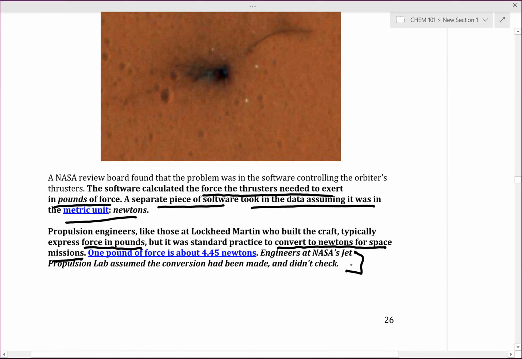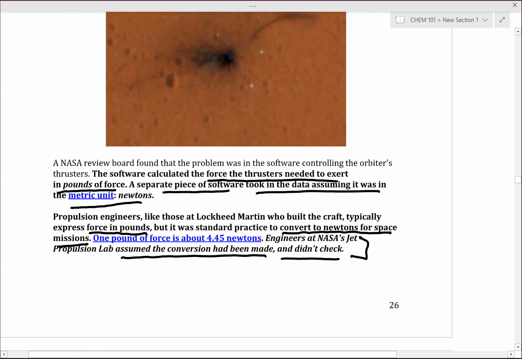This last sentence really helps summarize the habits I want to enforce with my students: that engineers at NASA's Jet Propulsion Lab assumed the conversion had been made and didn't check. So it's not just failure to convert the units, but failure to check and audit one's work. Check your work, and it can save you from pretty disastrous events.